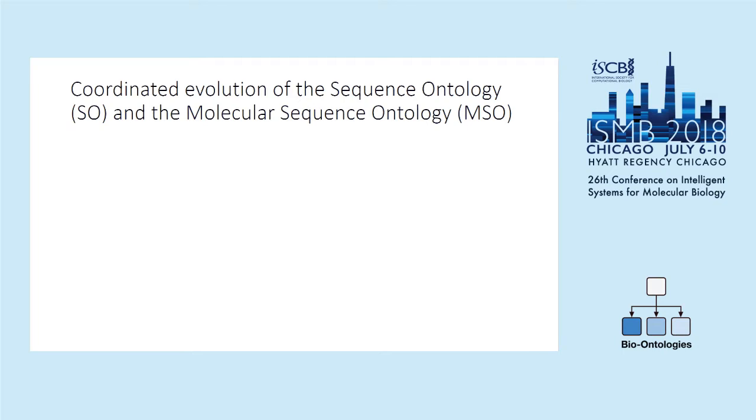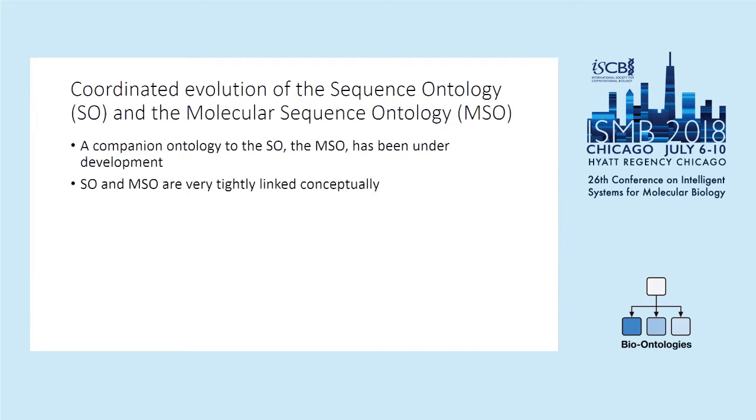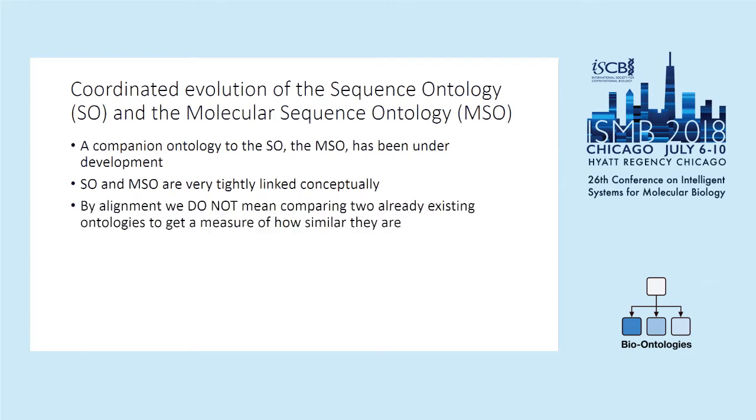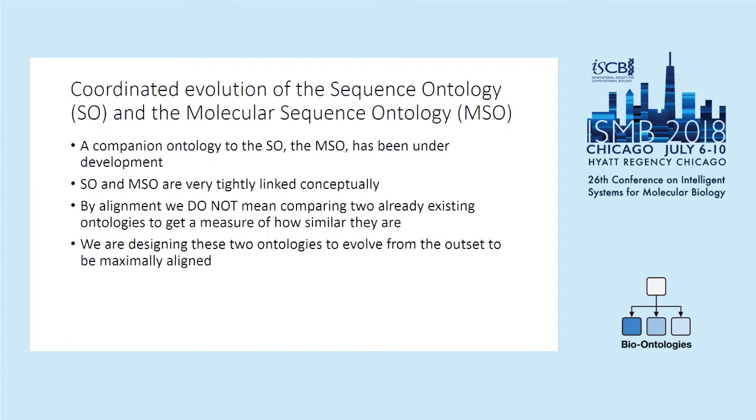And for a while, she's been working on a companion ontology called the molecular sequence ontology, or MSO for short. And my task is to ensure that these two ontologies, which are tightly linked conceptually, evolve from the outset in parallel with each other. And this is what I mean by alignment here. So I do not mean the field of alignment where two already existing ontologies are compared to see how closely similar they are semantically and structurally. Rather, we aim to make these two ontologies evolve from the outset to be maximally aligned.